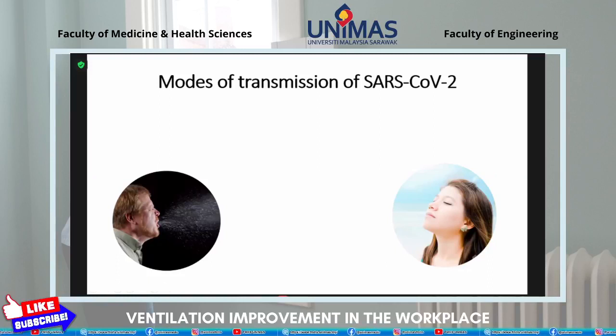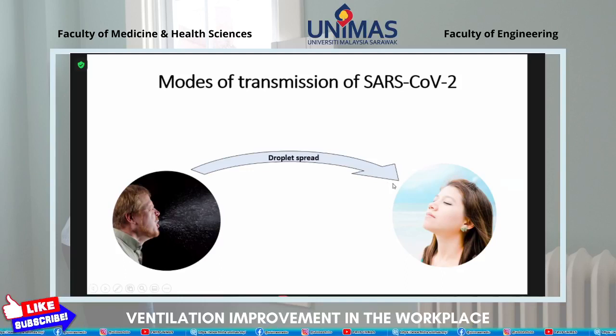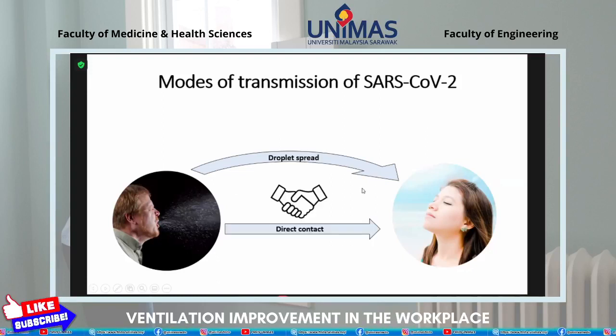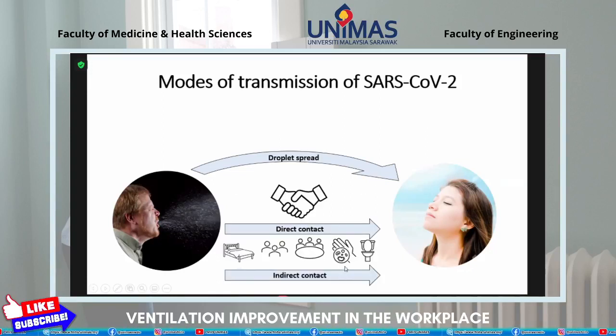So at the beginning, we knew that SARS-CoV-2 could be spread through droplets, and based on the previous experience during SARS in 2003, of which the transmission was mainly through droplets, we initially thought that SARS-CoV-2 was also transferred through droplet spread. Apart from droplet spread, we had direct contact, of course, and also indirect contact.